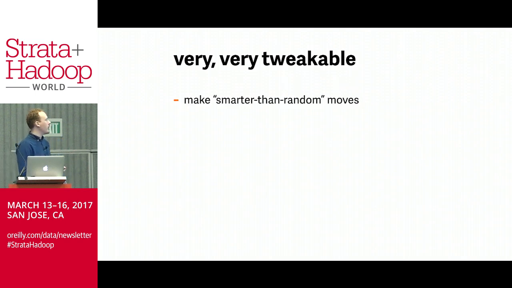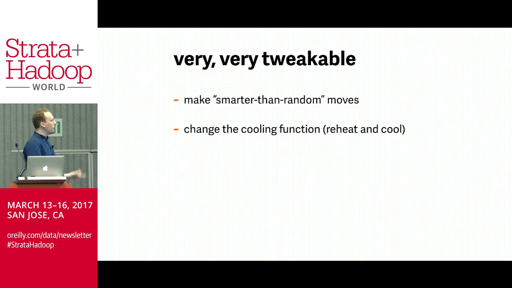So for example, you might want to make smarter than random moves. Rather than just taking two people in different discussion groups and swapping them, we might want to target the people who are problem people, the people who are in a group where they've collaborated with everybody else in that group already. You might want to change the cooling function.